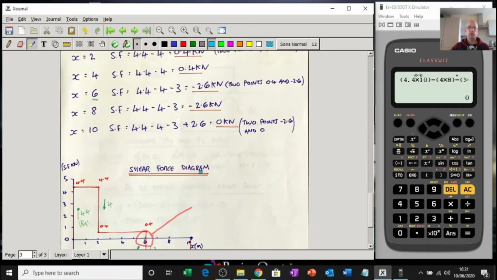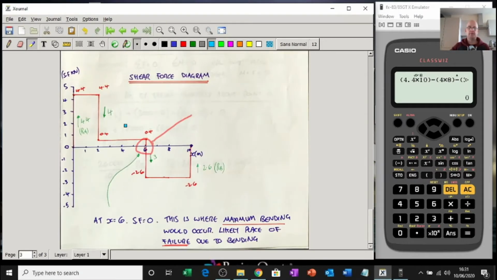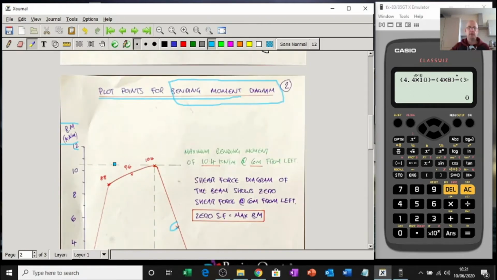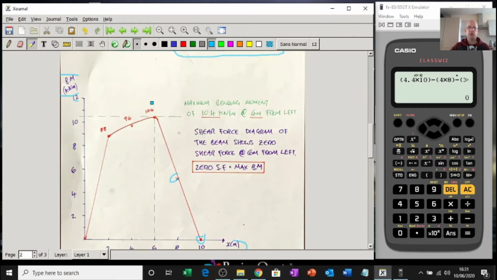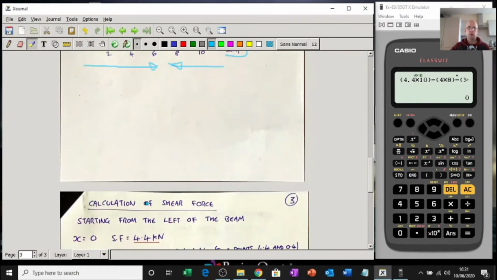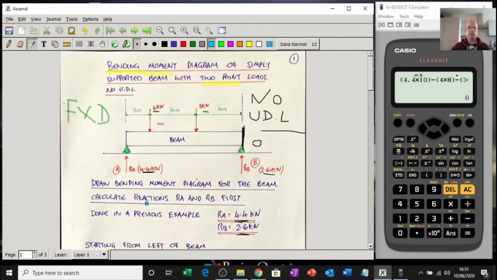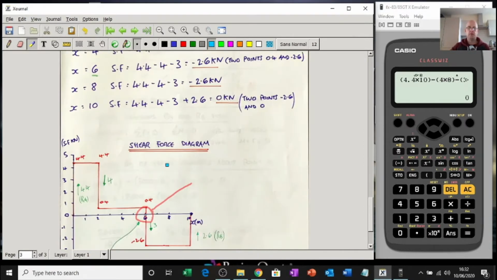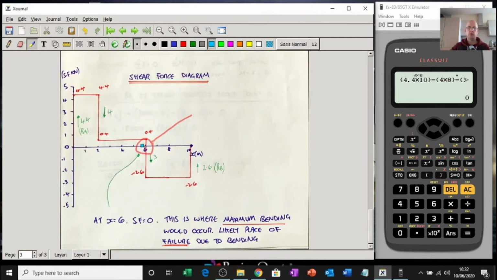What you could do is you could plot this graph and this graph on the same graph paper, and as long as the scale is correct, you can then just draw a line down just to make sure that they meet. So that's nice and easy. It's a bending moment diagram with 2 point loads, no UDL. Like I say, we did the shear force first just to find where the 0 shear force is, and that's where the maximum bending moment is.